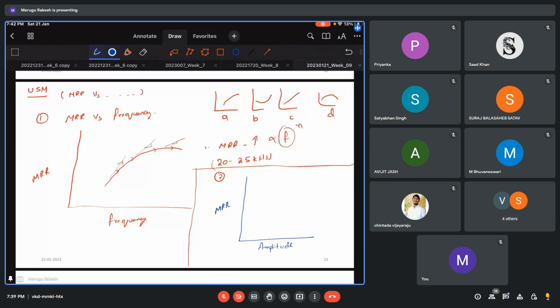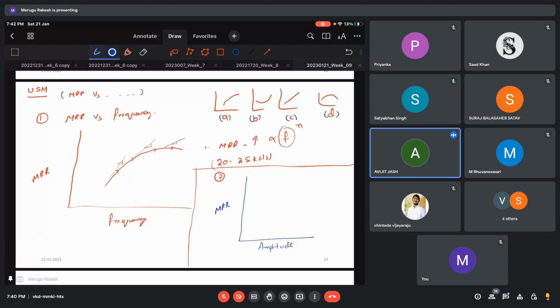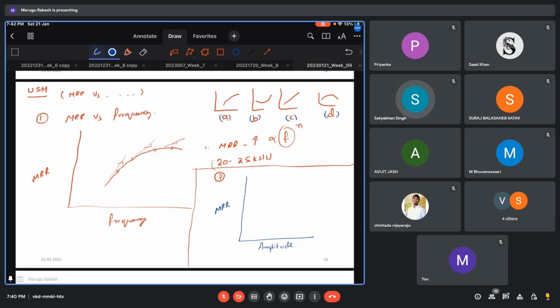Amplitude. So what happens in this case? A, B, C, D. Increase, decrease, linear increase. Amplitude will be increasing, but the slope will be decreasing. Correct. So the curve will be just opposite of this. It will be like this.